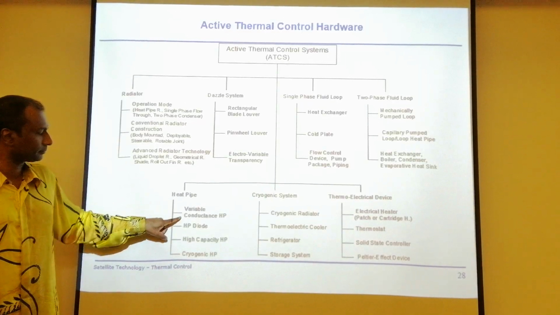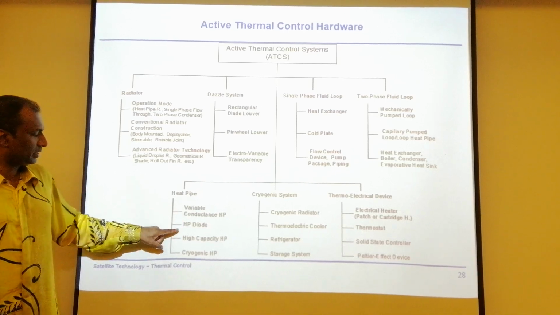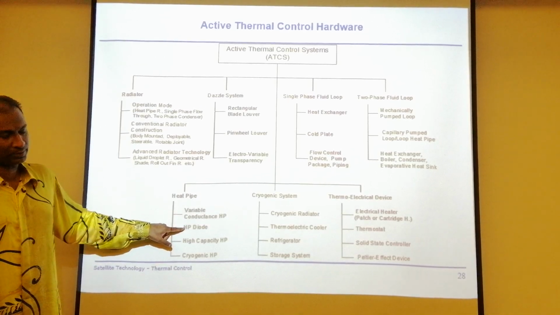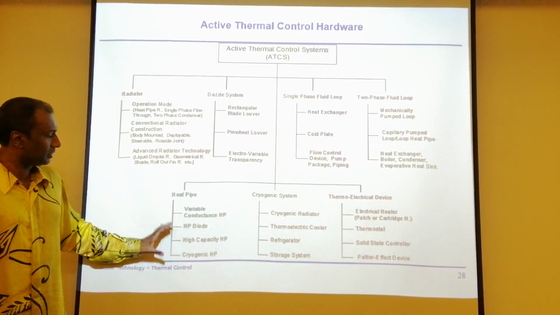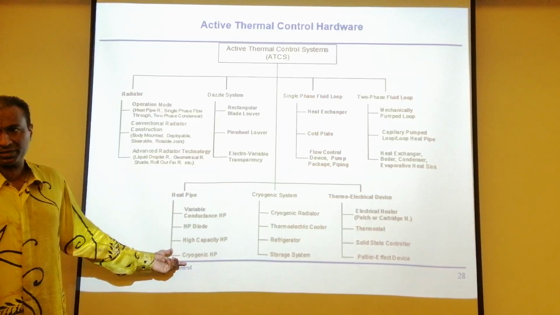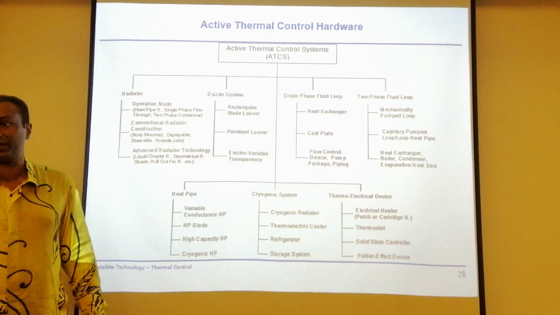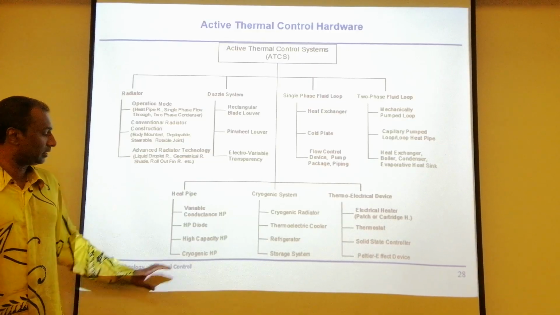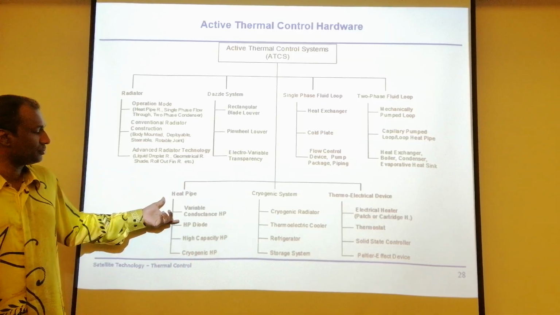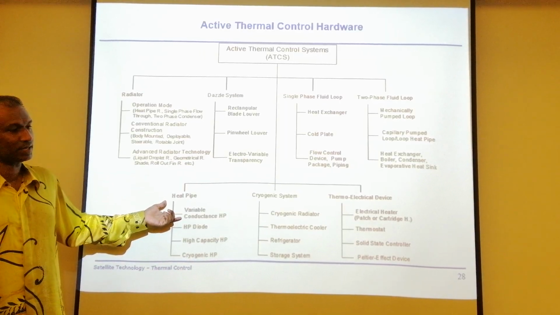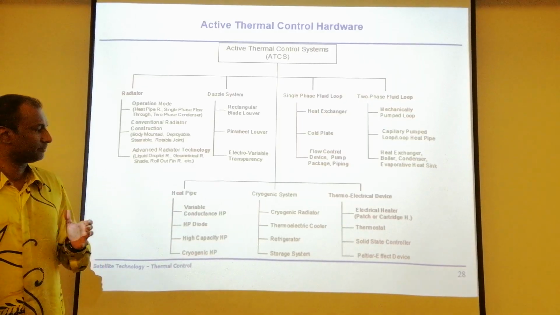Heat pipes, you have a variable conductance. You have a heat pipe diode. You have also other types of heat pipes. So cryogenic heat pipes are basically a supercritical state of heat pipes. That means that whatever actually runs it into a supercritical state. We don't use much for satellites. Okay, we use, I think, variable conductance and fixed conductance. Heat pipes are very typical for satellites.